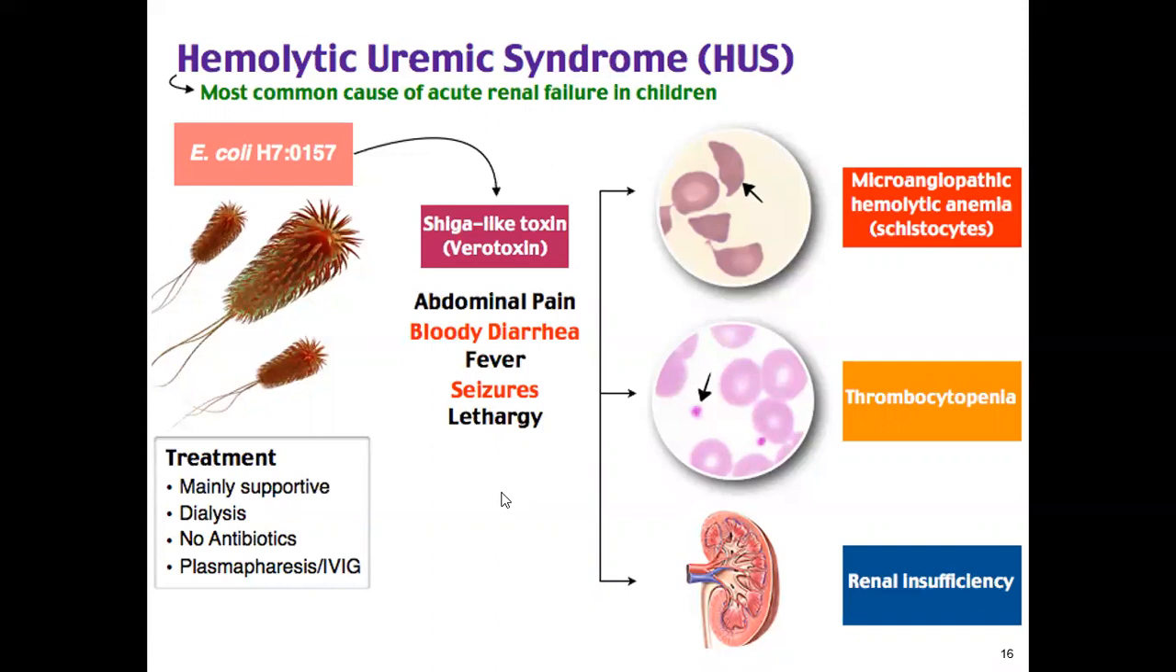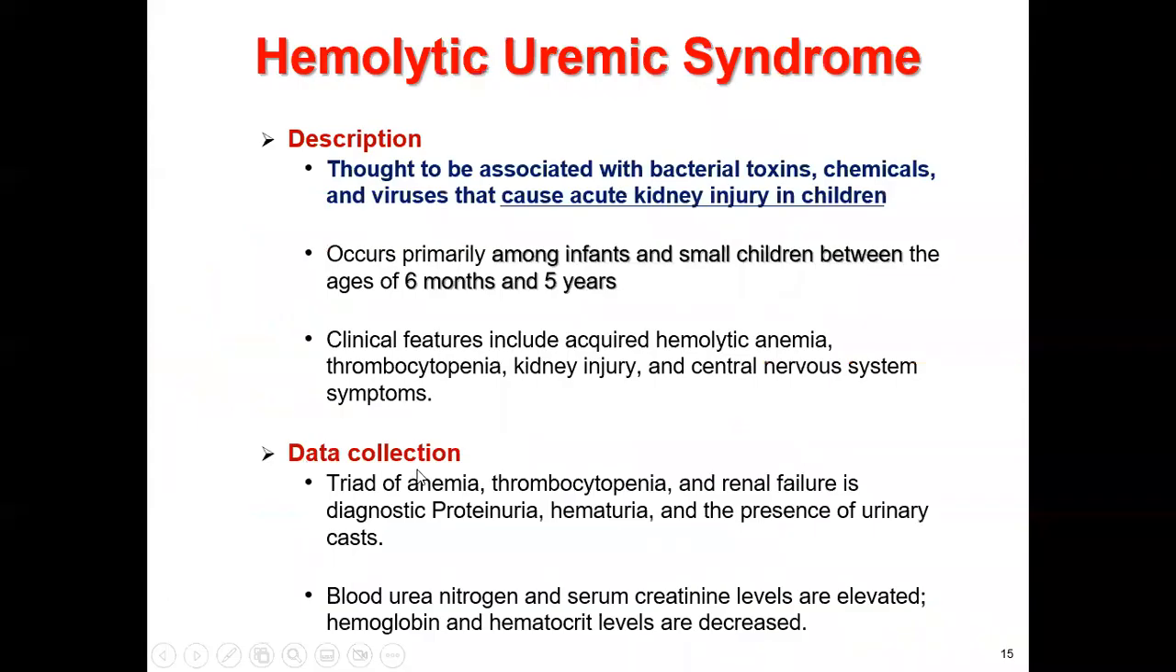So how can we prevent it? It is good to tell parents that thoroughly cooking all food can prevent it. Let me go back to the data collection stage. The triad of anemia, thrombocytopenia, and renal failure, these three together, is a characteristic feature of hemolytic uremic syndrome.